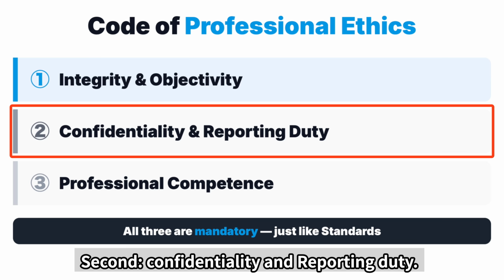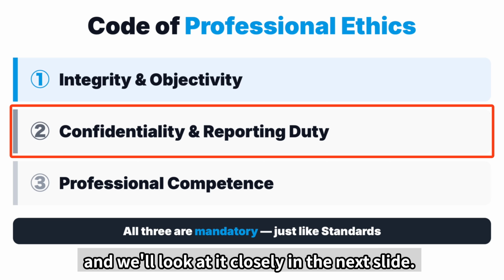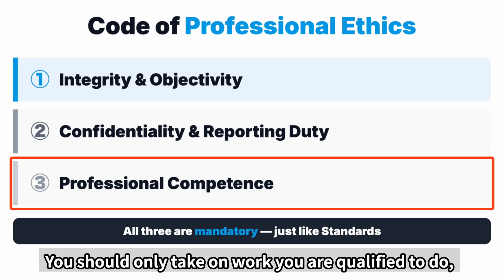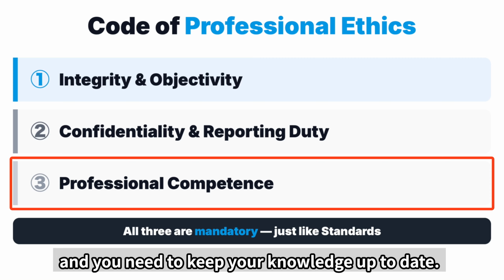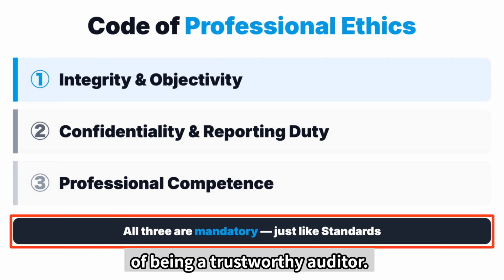Second, confidentiality and reporting duty. This one has 2 sides, and we'll look at it closely in the next slide. Third, professional competence. You should only take on work you are qualified to do, and you need to keep your knowledge up to date. These 3 pillars are the foundation of being a trustworthy auditor.